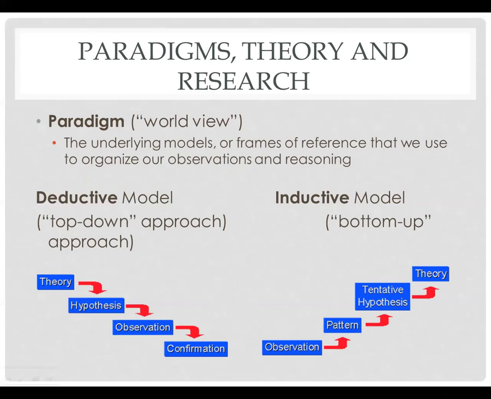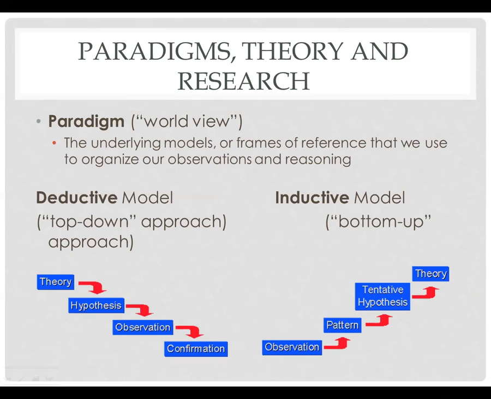model. And there could be a deductive model, which is a top-down approach, where you're looking big picture first. You're looking at theories. And based on a theory that you take, you generate some hypotheses, you make some observations, and you try to confirm or disconfirm your theory. You could come at research with an inductive model, bottom-up approach, meaning that you make a bunch of observations and you start noticing patterns. From these patterns, you generate some tentative hypotheses, and then from there, you generate some theory.